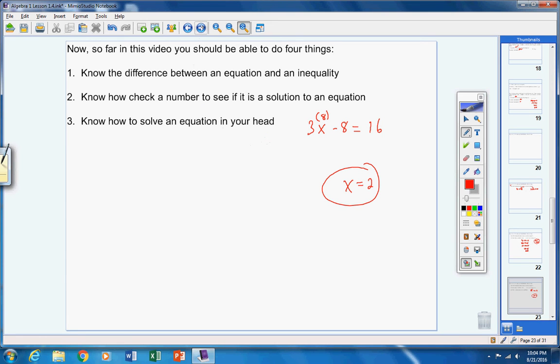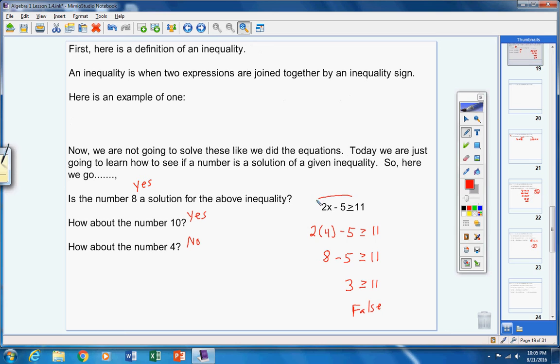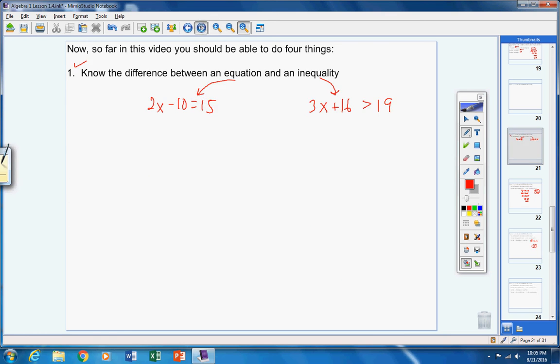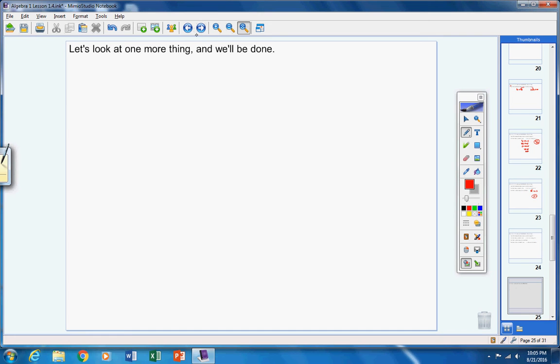And then lastly, number 4, you should know how to check a number to see if it's a solution to an inequality. I'm not going to bore you with that. We just did that right back here. I gave you an inequality, and we put different numbers in to see if they were a solution. 8 was, 10 was, 4 was not. So far at this point in the video, if you cannot do those 4 things, then you're behind. You should be able to do these 4 things right here. Okay. Now let's look at one more thing, and we'll be finished. Okay. One more thing.